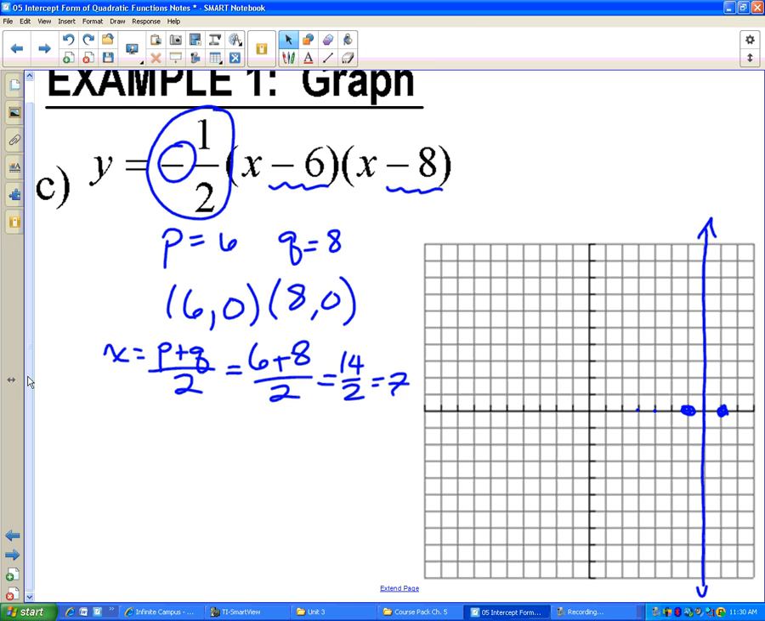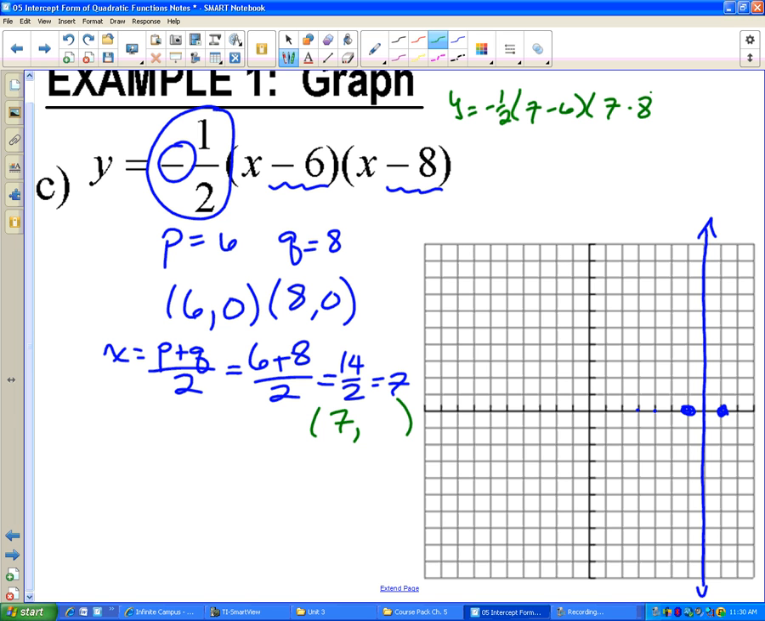I have to find the other part of my coordinate. It's 7 what? So I come up here and say y is equal to negative 1/2 times (7 minus 6) times (7 minus 8). So this is equal to negative 1/2. 7 minus 6 is 1. 7 minus 8 is negative 1. Negative 1/2 times 1 times negative 1 is positive 1/2.